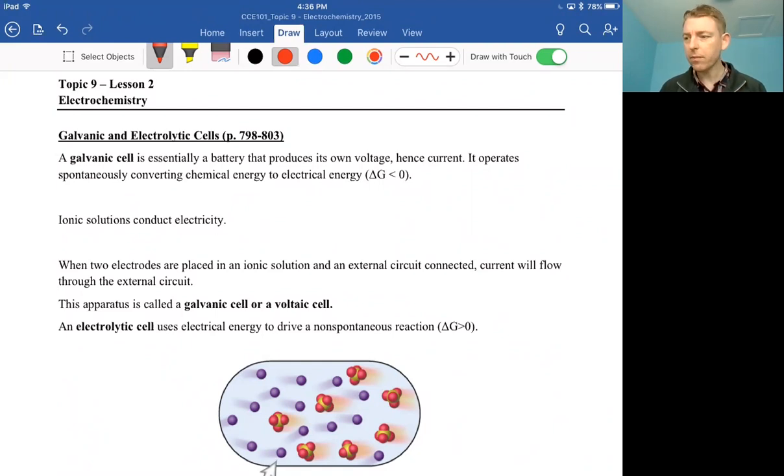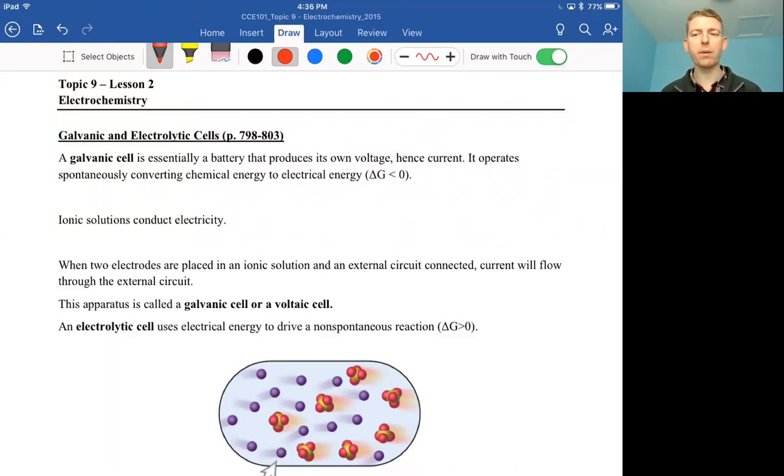So one thing we know about it right off the top is that delta G, or the Gibbs energy, is going to be less than zero. And it's going to move towards zero as the battery drains, and the whole thing gets back to equilibrium, and then no energy flows at all.